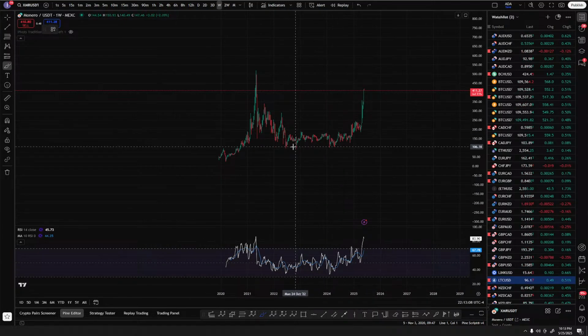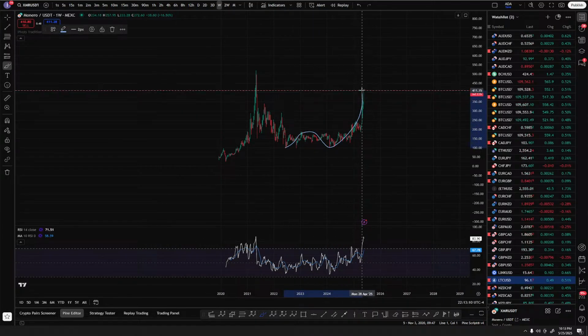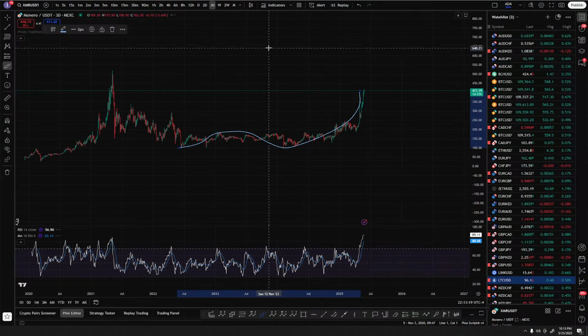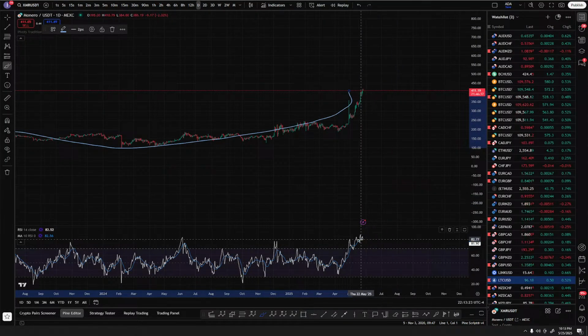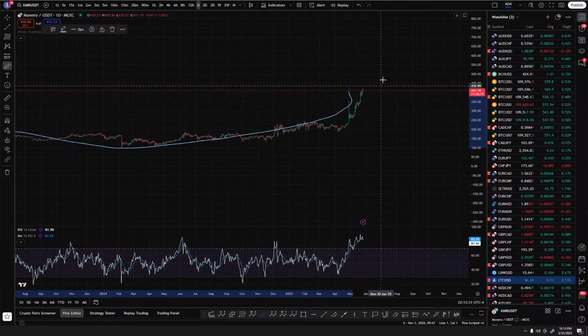So Monero looks like a very nice 3-wave move. The RSI on the weekly is very, very overbought. It's so overbought. The only thing we're missing is divergence. Let's look at the 3-day, no divergence. Let's look at the daily. The daily has some. We got just a little bit of bearish divergence. This is rolling over on the RSI. So this is finishing.